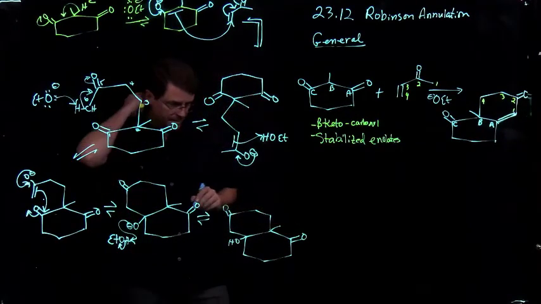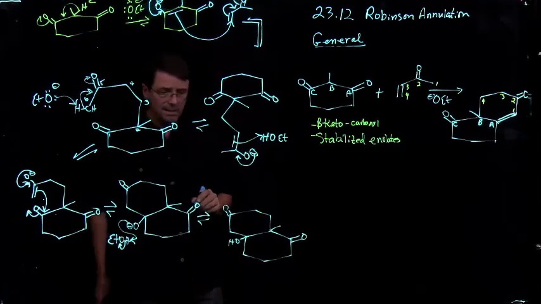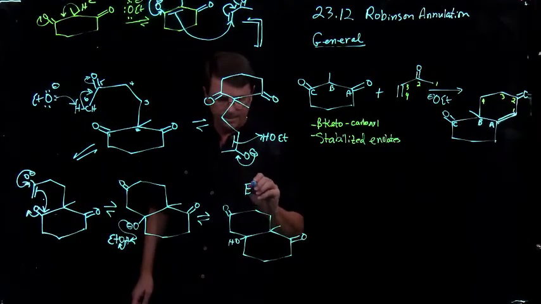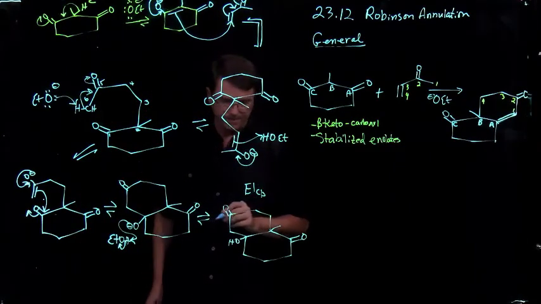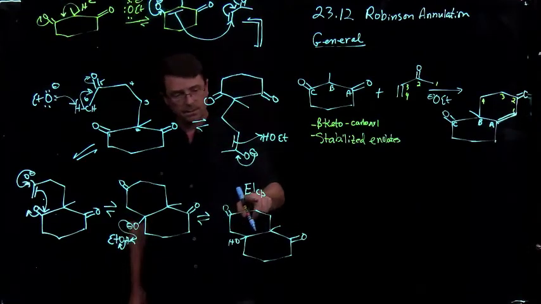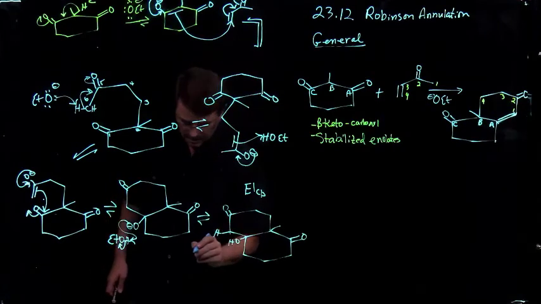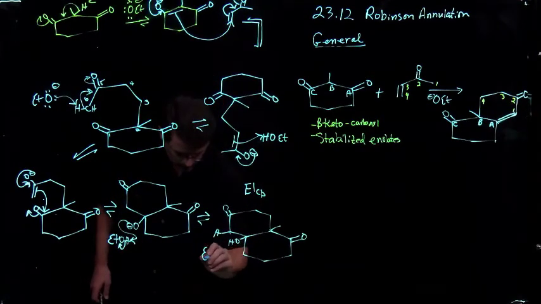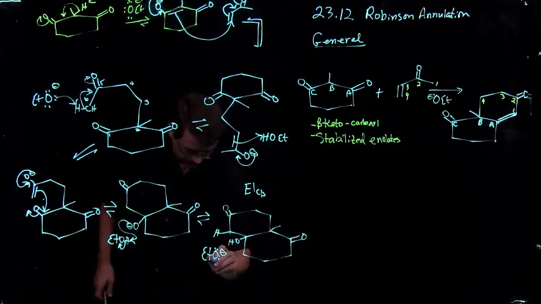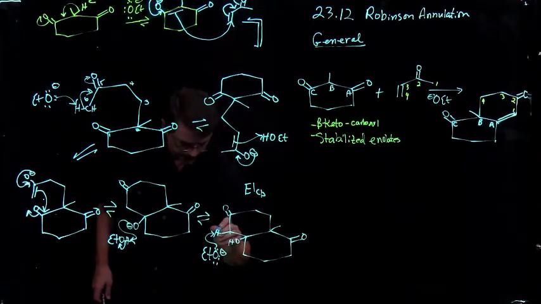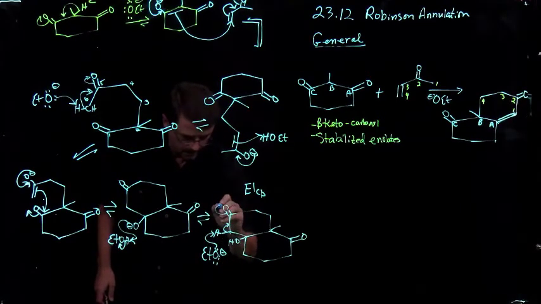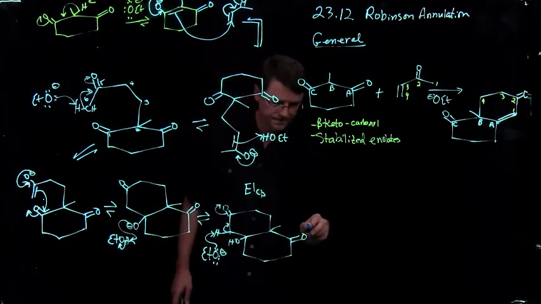Now remember, the elimination reaction in this is an E1cB. It's the unimolecular elimination from the conjugate base. So we have to deprotonate here first. Now we just made an ethoxide anion. We will make the enolate.